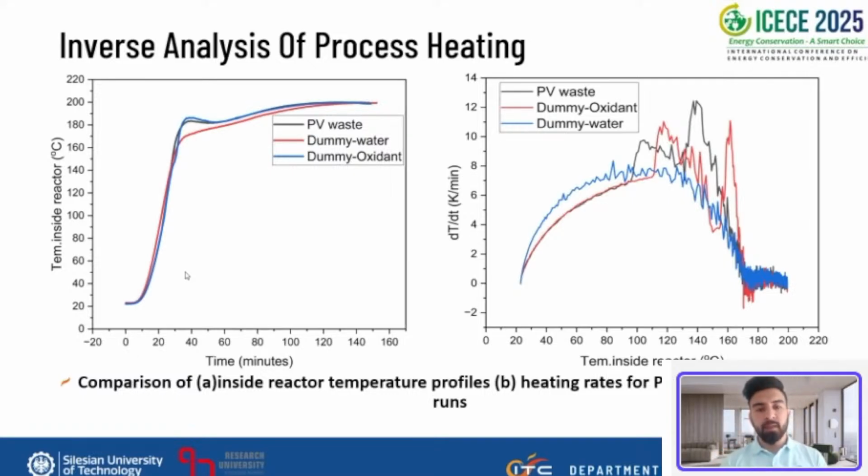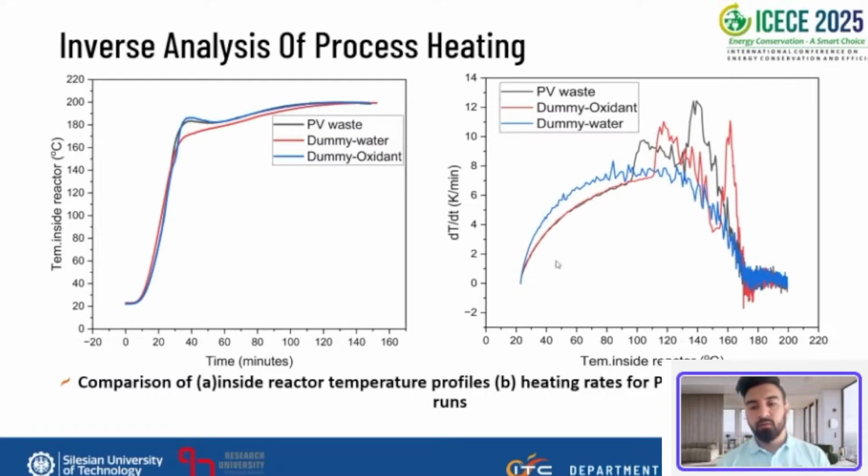But in the case of PV waste, and the dummy run with the oxidant, you are seeing there is a bump that appeared in the black line and in the blue line. So it seems some additional temperature rise happened. This rise was not existing when we only heated the water in the reactor. So it seems around 30 to 50 minutes into the reaction, we have some additional heat appeared, that is maybe due to some kind of chemical reaction.